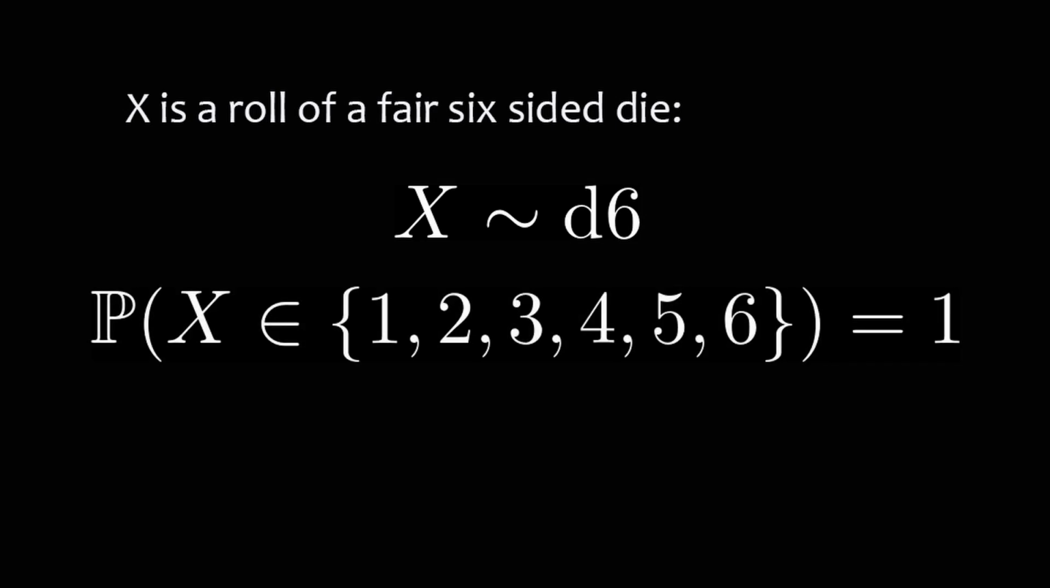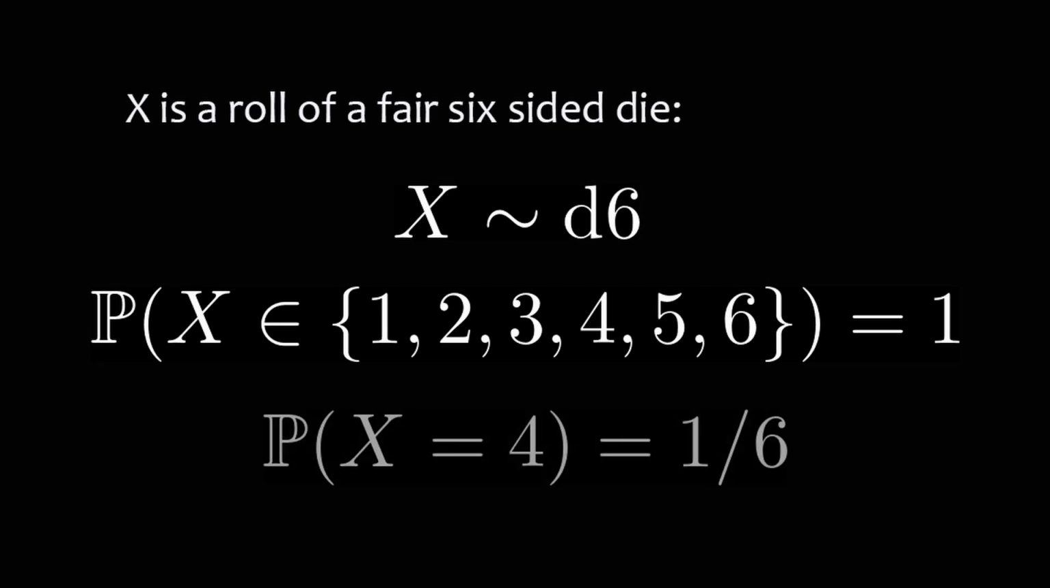So if x was the outcome of the roll, it is always true that x will be in the set 1, 2, 3, 4, 5, 6, which can be written in shorthand as x is an element of 1, 2, comma, dot, dot, dot, up to 6. Since this is always true, and true statements have probability 1, the probability that x is in the set 1, 2, 3, 4, 5, 6 equals 1. Because the die is fair, the principle of indifference applies. And for instance, the probability that x equals 4 equals 1/6, because there are 6 sides on the die.